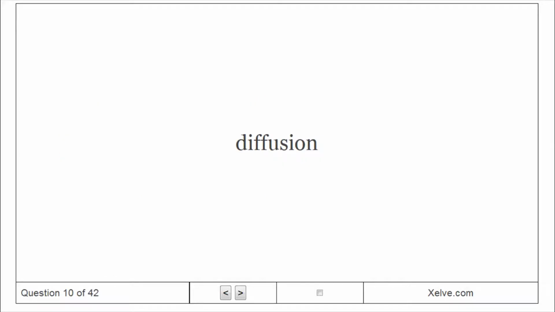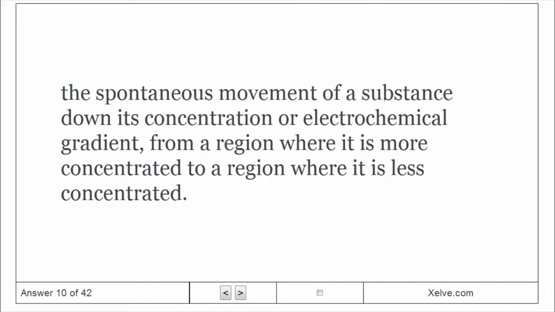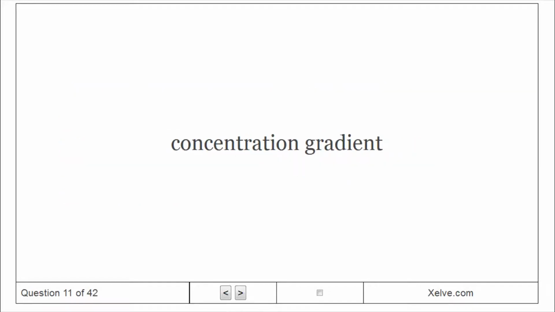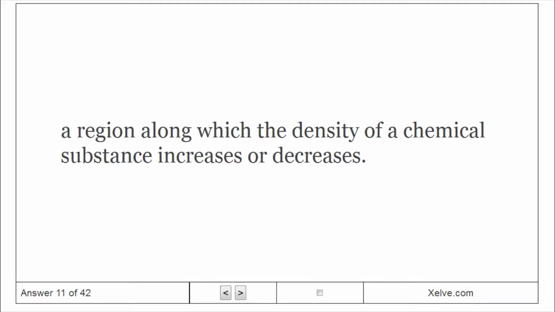Diffusion, the spontaneous movement of a substance down its concentration or electrochemical gradient, from a region where it is more concentrated to a region where it is less concentrated. Concentration gradient, a region along which the density of a chemical substance increases or decreases.